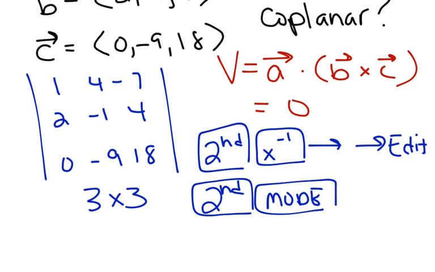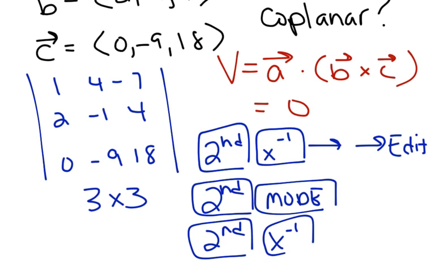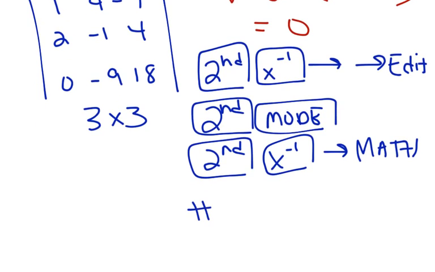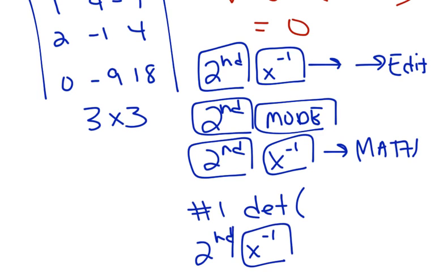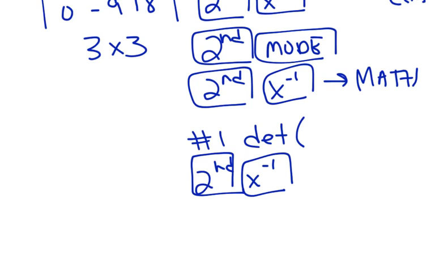You go back to second x negative 1, and under the math function, I want you to use number 1 there that says determinant. So just hit enter, and then you have to tell the calculator what you want to take the determinant of. So you have to go back into matrix one last time, and then you're on names, and you're already on A, so you're going to just hit enter twice, and it'll tell you the answer is 0.